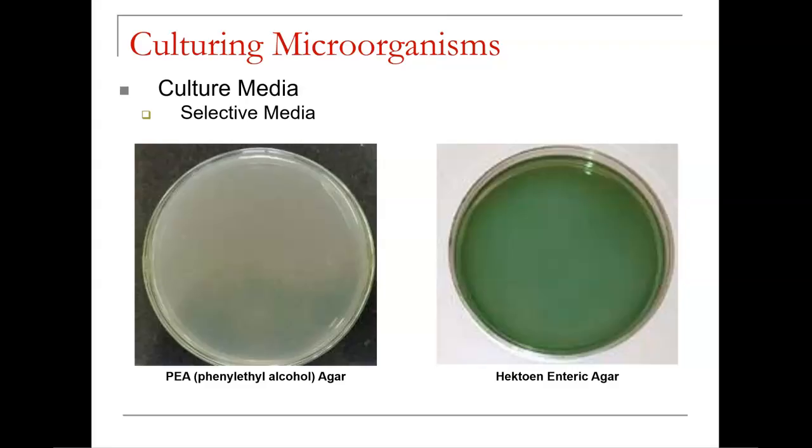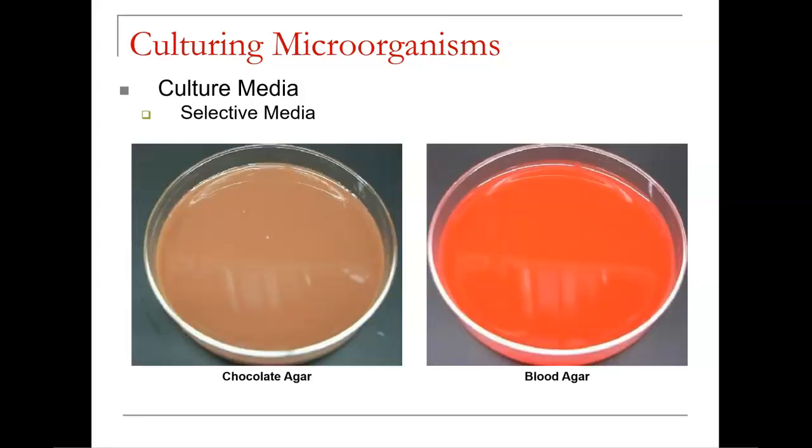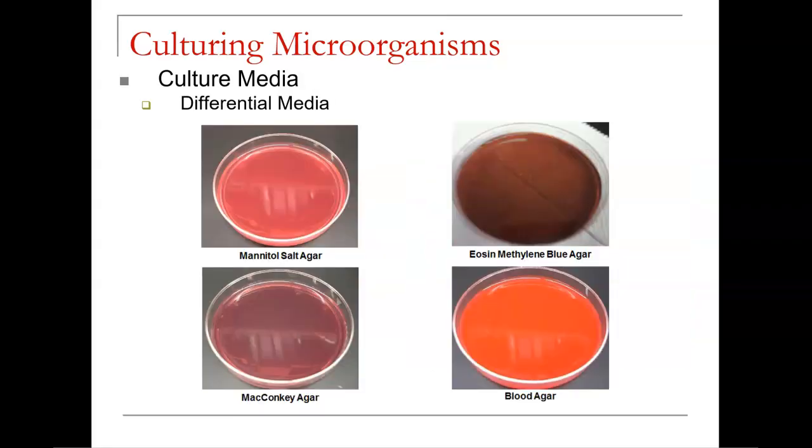You could also have what's known as selective media. That's where the medium that contains substances that favor growth of some organisms and suppress the growth of others is going to be put in there. And so here you see the PEA plate or the Hektoen enteric agar. Those will allow certain things to grow and suppress other things. We also have, you see this one here, a chocolate agar or even a blood agar. And so yes, those are going to be used.